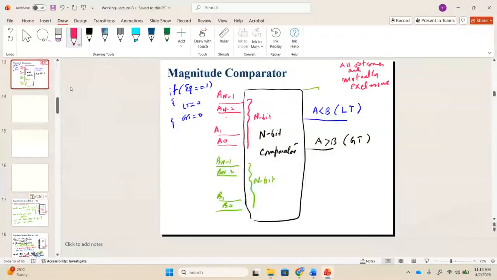Now let's assume we want to have this n-bit comparator. What is the size of the comparator in this example? Help me. Can anyone tell me? Anyone may answer.